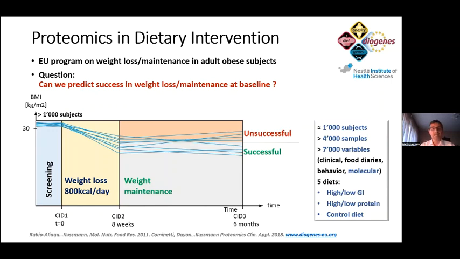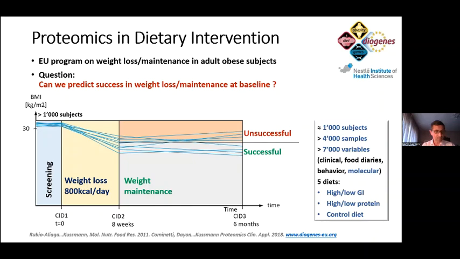And then the decisive point here is that we have a weight maintenance phase here between CID1, which stands for clinical intervention day 1, and 3. And we focused here on 500 of these initially recruited more than 1,000 subjects. And these 500 were chosen because they could at least lose 8% of the body weight during caloric restriction. And then we looked at them also post-weight maintenance.